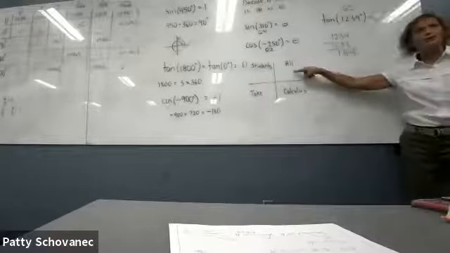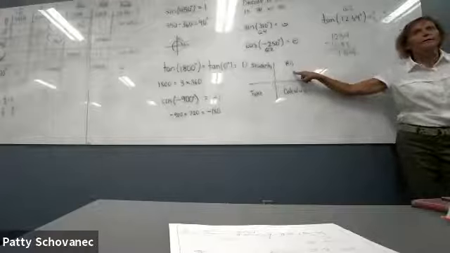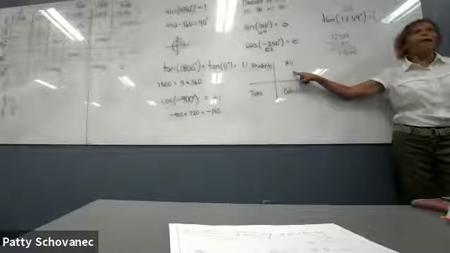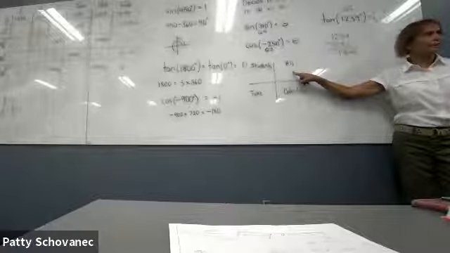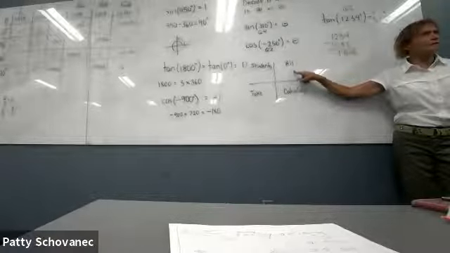All 6 of our trig functions are positive in quadrant 1, because in quadrant 1, x, y, and r are all positive. Okay, all the trig functions are positive here.